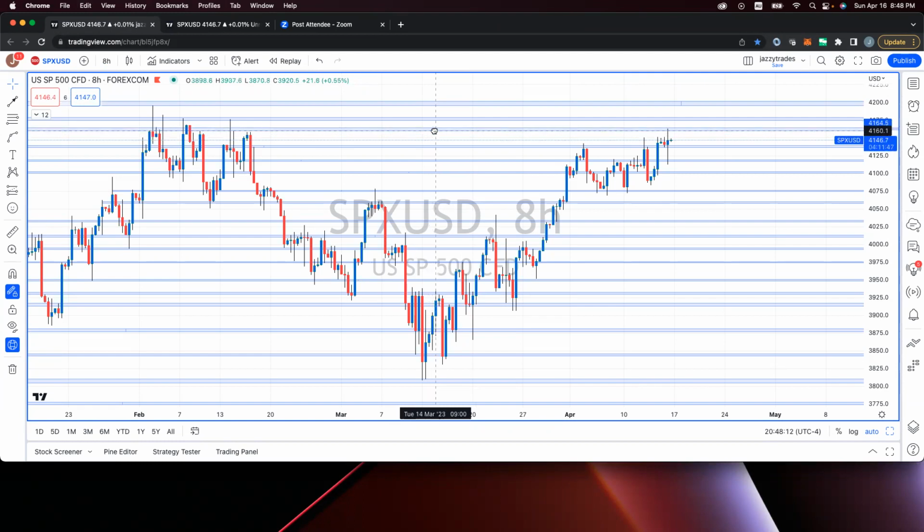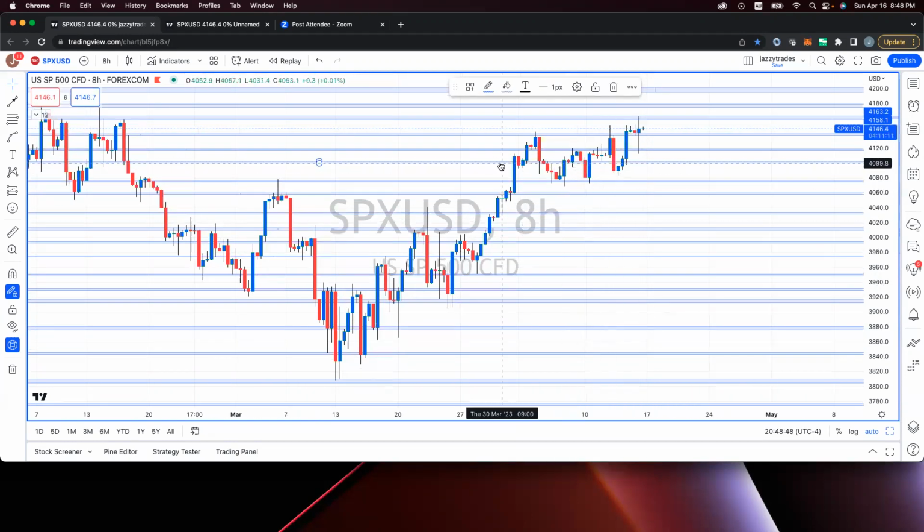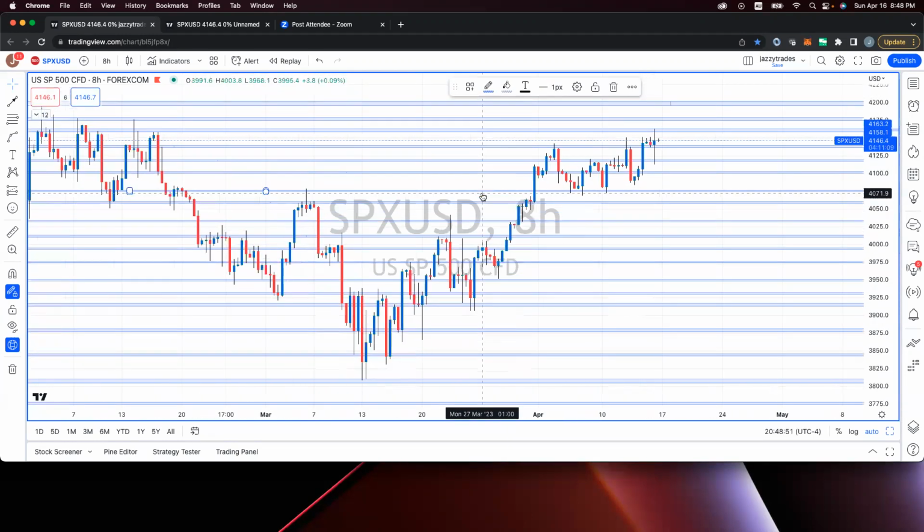So 4160. I'm just looking on the left here. I'm going to repeat myself. I'm looking on daily, 8 hours and 4 hours, mostly just daily and 4 hours, for an area where the price has been rejecting for the last couple of months or weeks, multiple times, typically more than 4 or 5 times. Then I draw a box there to see if price will react to it in the present. That's what the zones are.